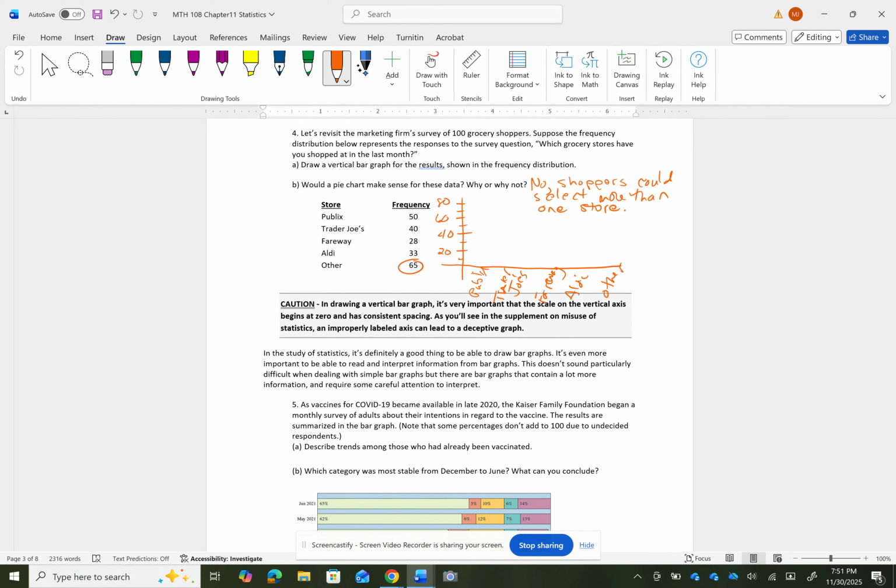So Publix had 50. So I would draw a bar that would go up to 50. And then for Trader Joe's, I would draw a bar that goes to 40.